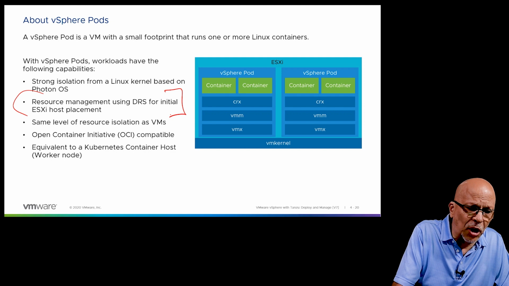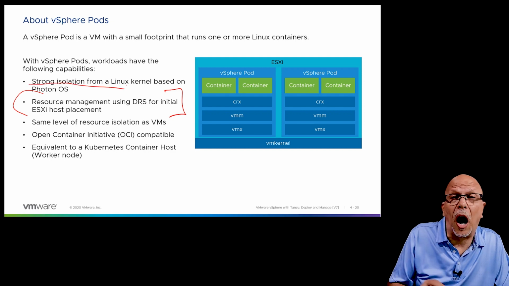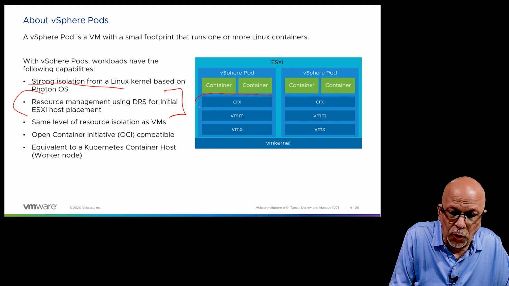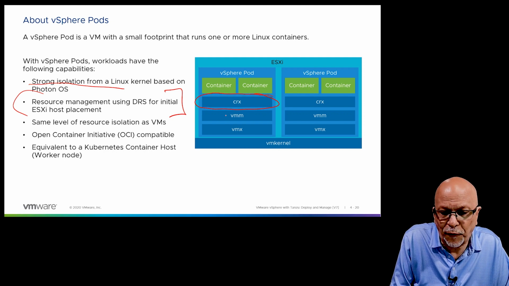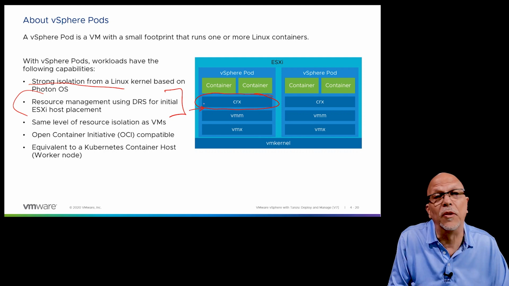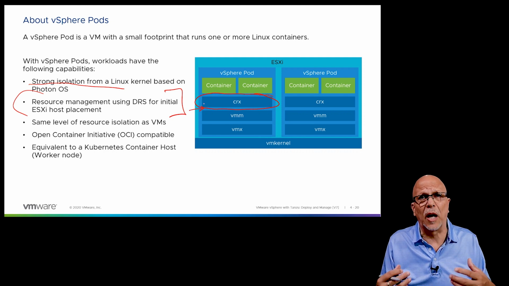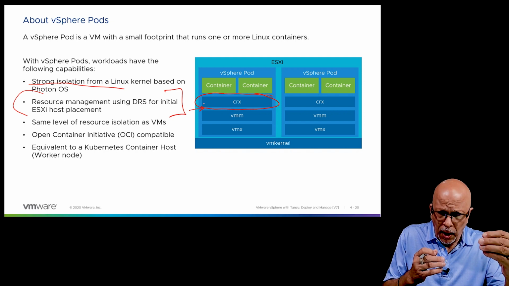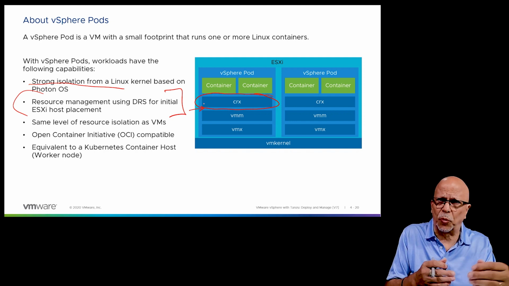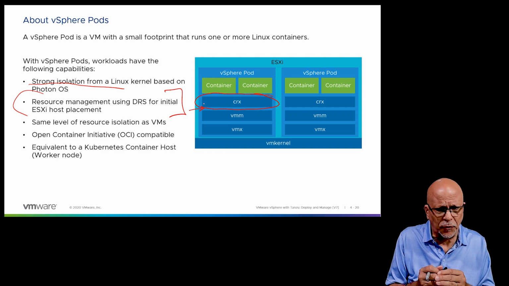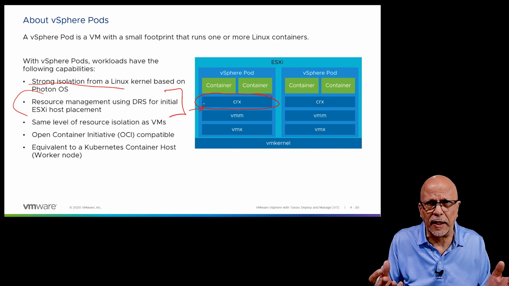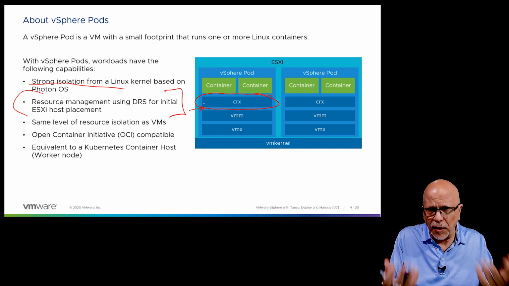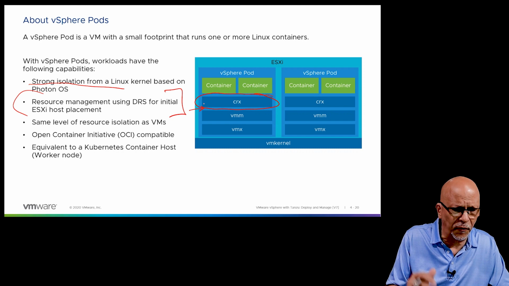Those vSphere pods are going to have very strong isolation from the Photon OS, which is running down here. So the CRX, the platform, the OS that's sitting down here that we're running on top of, is Photon OS. We make sure that there's strong isolation of the container that's running inside this from the operating system. Obviously, if it could breach the operating system, if it was hacked or compromised, it would have gained an elevated level of access, and we want to prevent that.